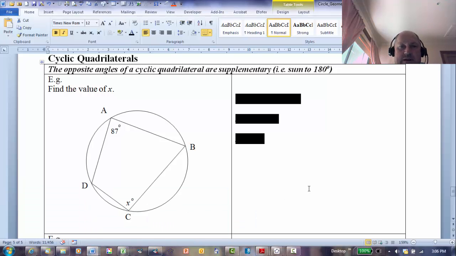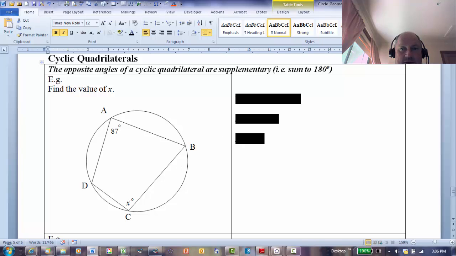So in the first example, I've got a cyclic quadrilateral because all four vertices are sitting on the circle. If we look at angle A, which is 87, the angle opposite angle A is here at angle C. So those two angles must add up to 180 degrees.